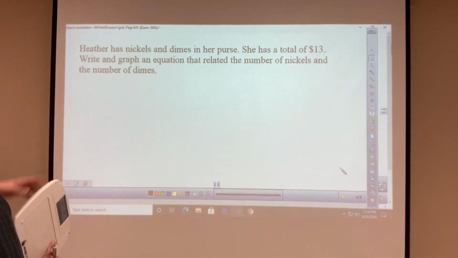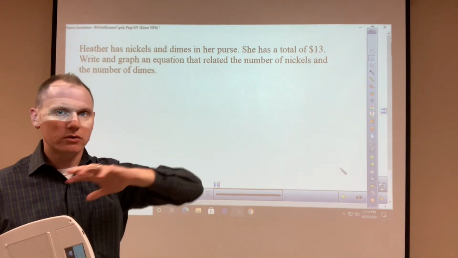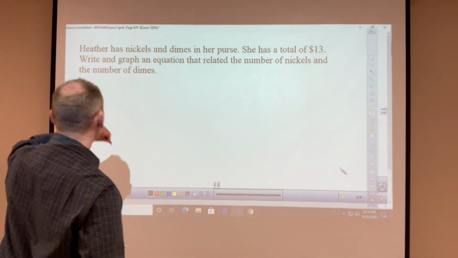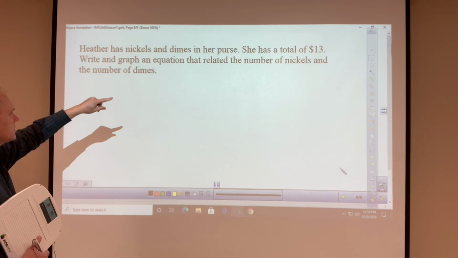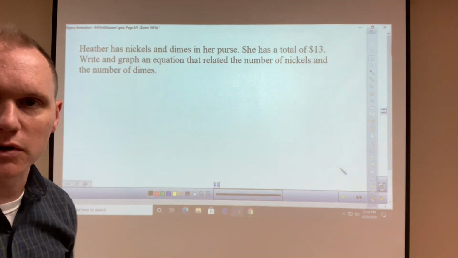All right, in that same scenario, we've got Heather again. Heather has nickels and dimes in her purse. We don't know how many, right? She has a total of $13. Write and graph an equation that relates the number of nickels and the number of dimes. So same overall context, but different scenario here.